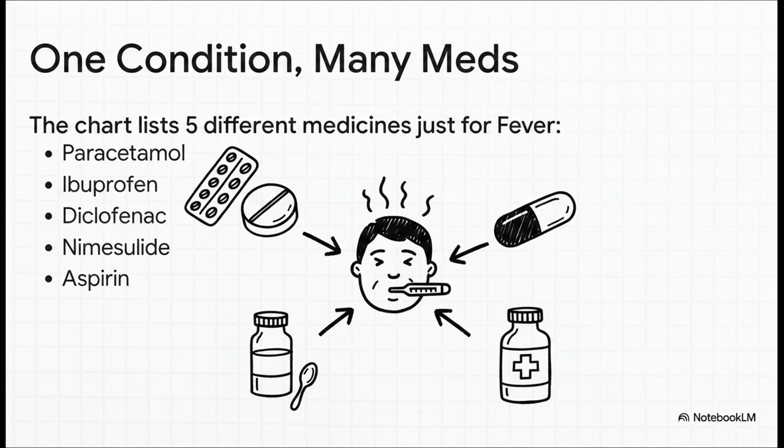And it works the other way too. The chart lists 5 different options just for a fever. Why so many? Well, because the right choice depends on what's causing the fever, your age, your other health conditions, and what other medications you might be taking. One person might need paracetamol, while for someone else, ibuprofen is a much better call. A chart can't possibly tell you that.